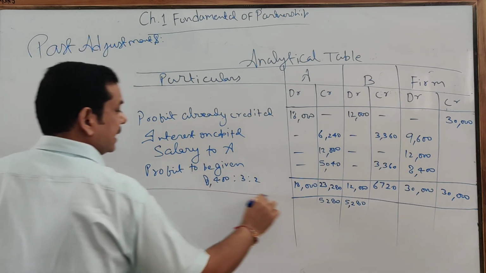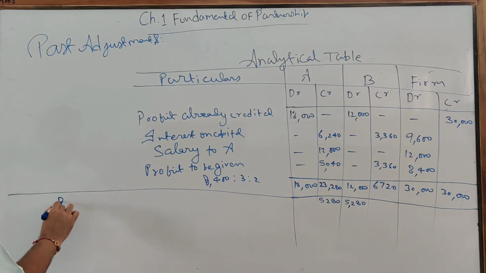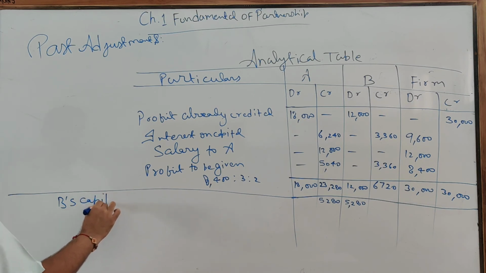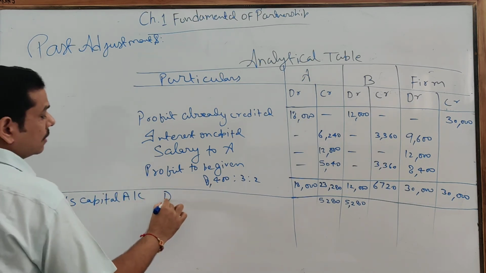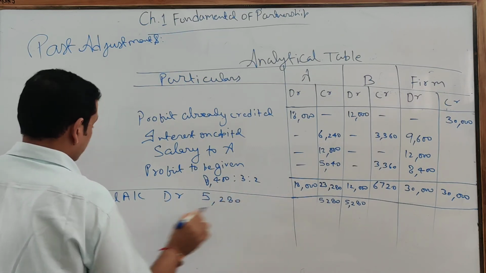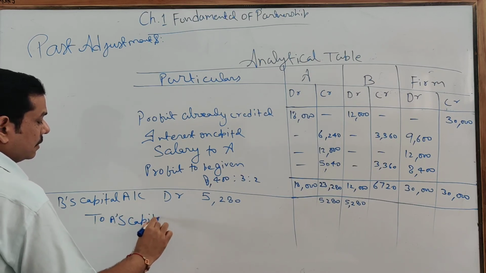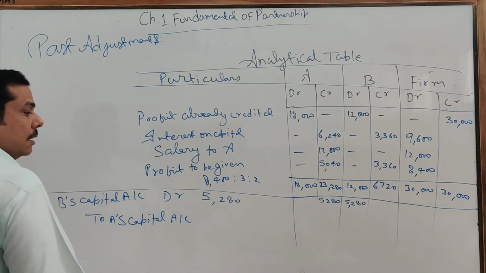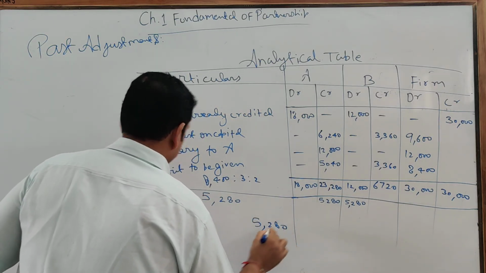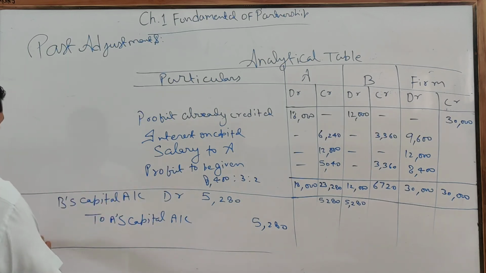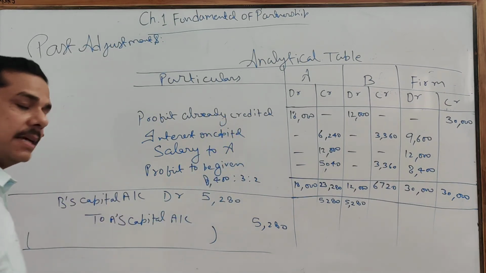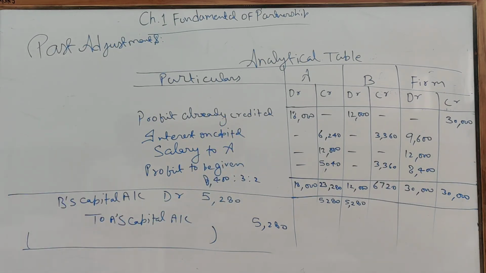Now we will pass the rectifying entry. B's capital account debit, 5280, to A's capital account. Here you will write the narration: being the adjustment made for omission of interest on capital and salary to A, now adjusted. In this way you have to solve the numericals on the topic past adjustment. I hope this will help you.